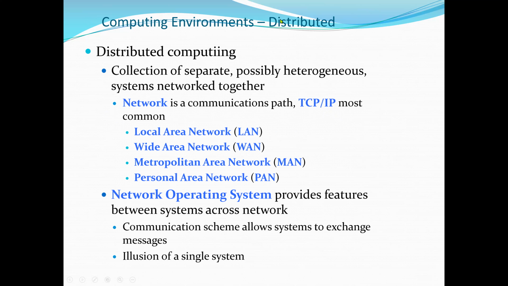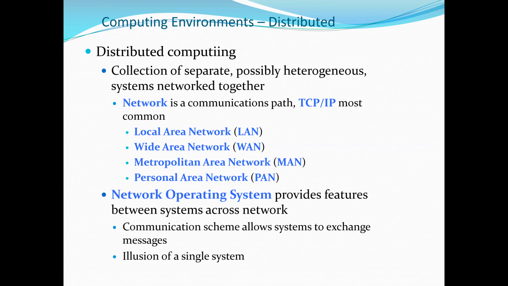Also, we have the distributed environment, where we may have a collection of separate, possibly heterogeneous systems networked together. So distributed computing is the idea of having two or more computers, even in different locations, but connected together and working together. So with a computer network, we have local area networks and wide area networks. A wide area network example would be the internet. That's a network that covers the whole world. A local area network would be a network in my room or in one building.